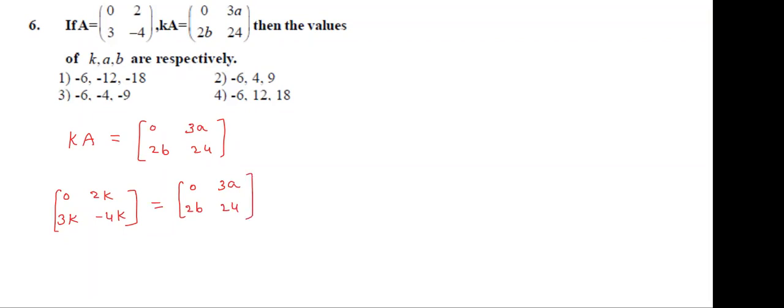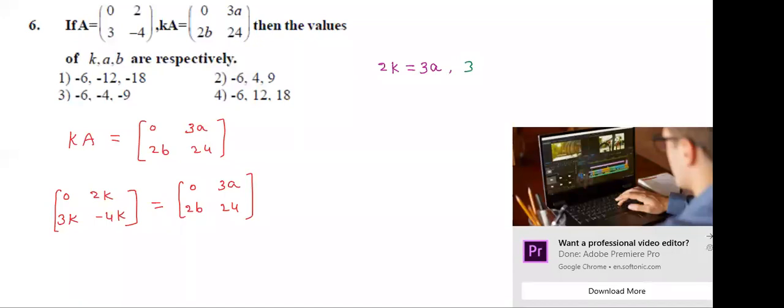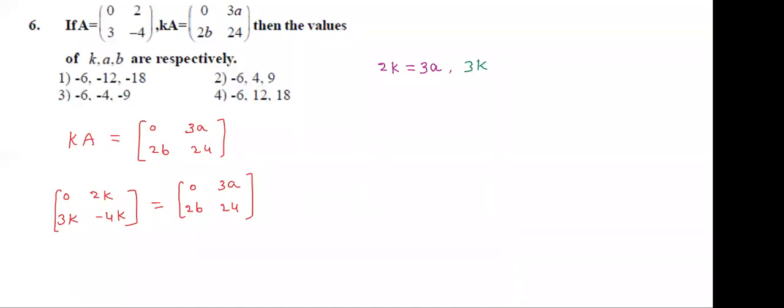Now equate the corresponding elements. 2K is equal to 3a. This is one. Next, 3K is equal to 2b. Next, minus 4K is equal to 24. By observing this, we get the k value. How much? Minus 6.